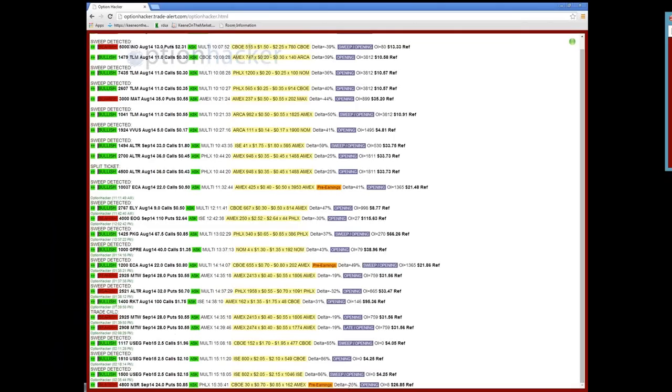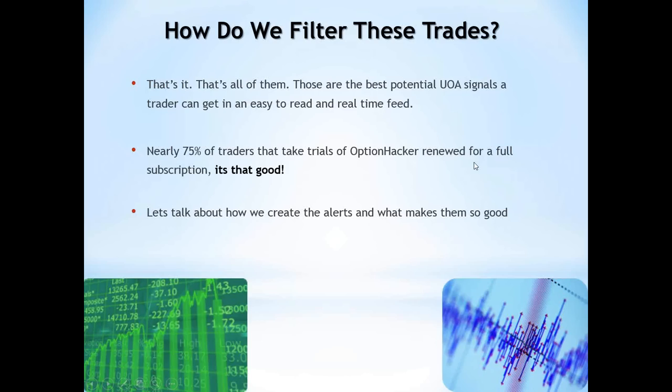So it filters these down to a manageable amount that any trader can use, okay? And what we look at are certain criteria that make these trades actionable and actually interesting for us. So that's all of the signals that you would see in a day. Those are the best unusual options activity signals in a very easy to read format. 75% of the people that try Option Hacker renew for a full subscription. They really, really like it.